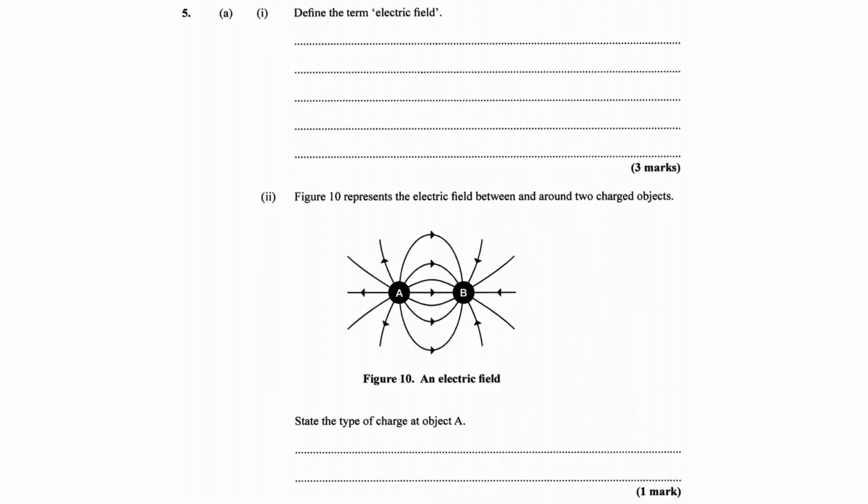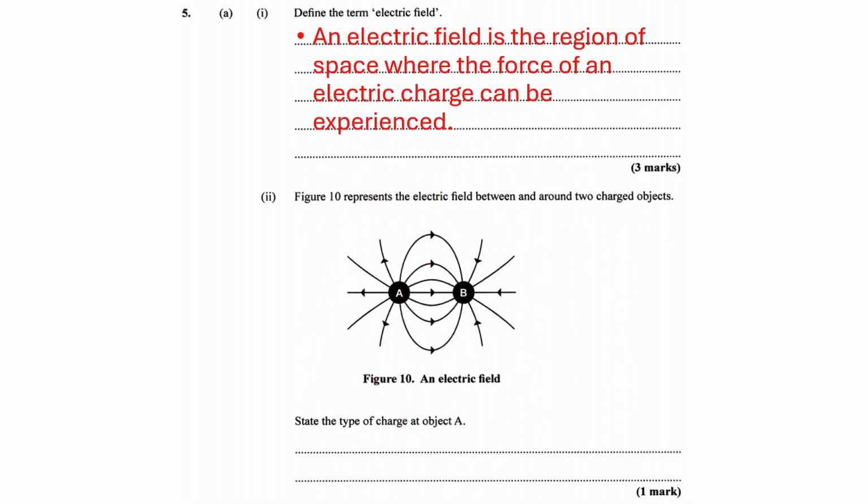Question 5. Part A, Part 1. Define the term electric field. So you could say an electric field is the region of space where the force of an electric charge can be experienced. Part 2 of Part A. Figure 10 represents the electric field between and around 2 charged objects. You are to simply state the type of charge at object A. That would be a positive charge.